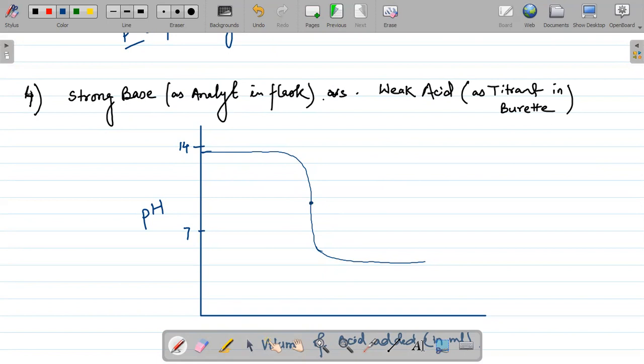Okay. In this case, the equivalence point will again be somewhere over here only, and this is my equivalence point.